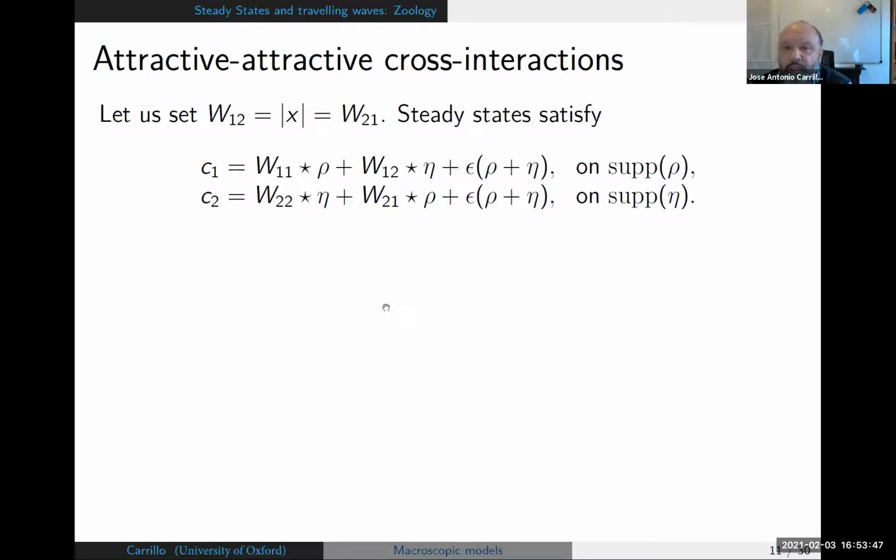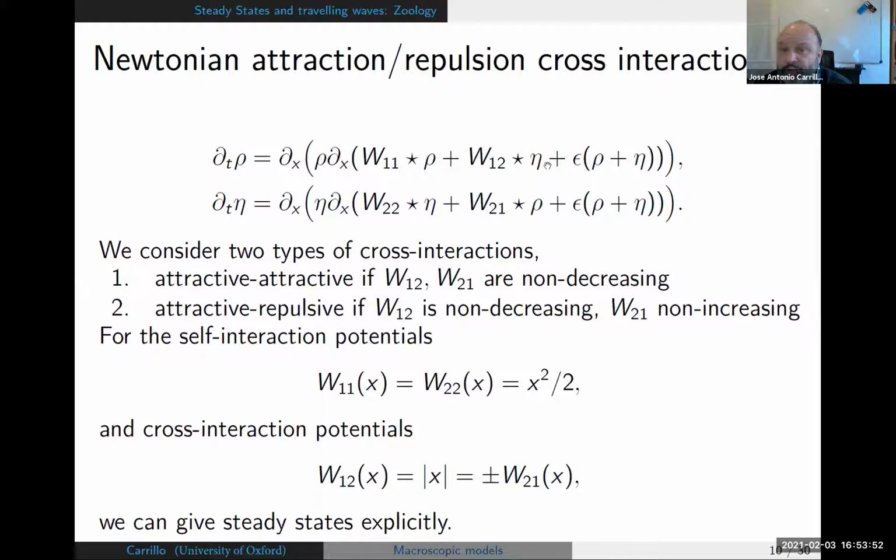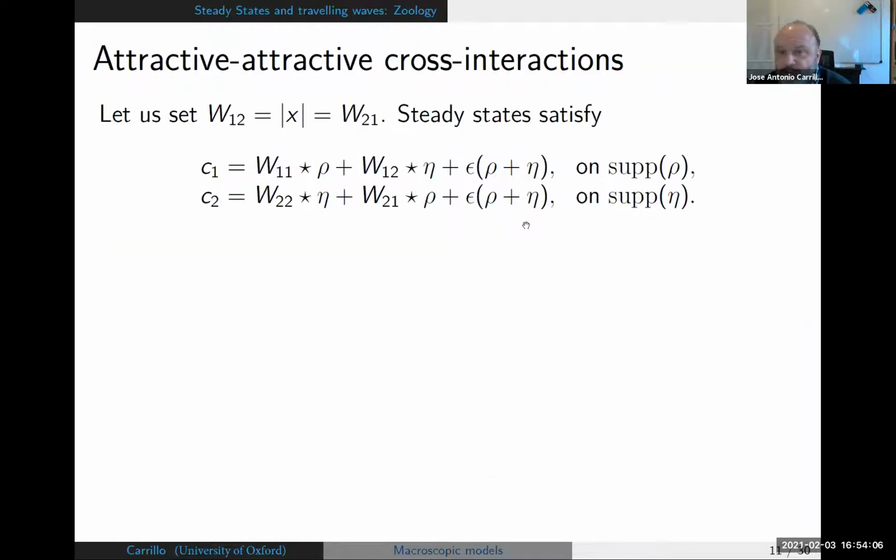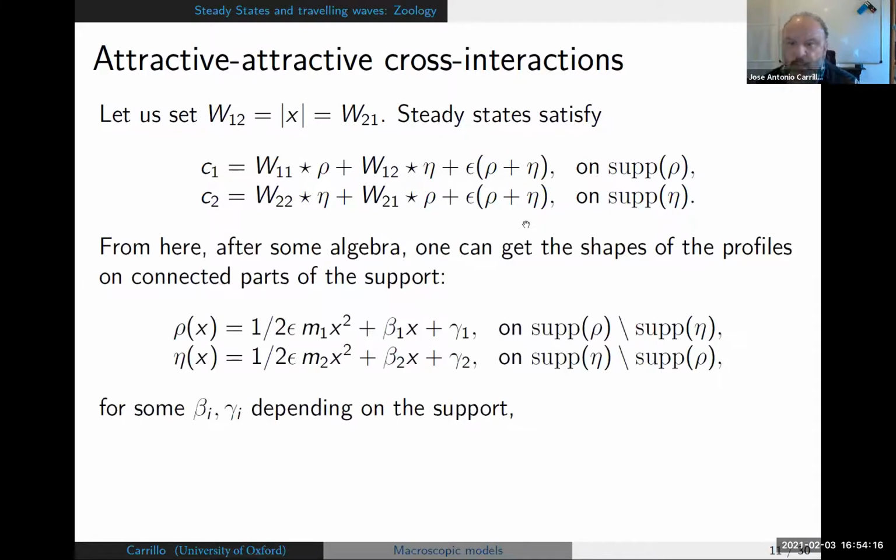So steady states of the equation: if we go back here, we can see that if this quantity that I have inside the derivative is constant on the support of rho, that is going to be a steady state. And the same here, if this quantity is constant on the support of eta, this is going to be a steady state. So let's look for particular solutions that are steady, that satisfy precisely these conditions. Let's see if we can find them in this particular case of these particular potentials.